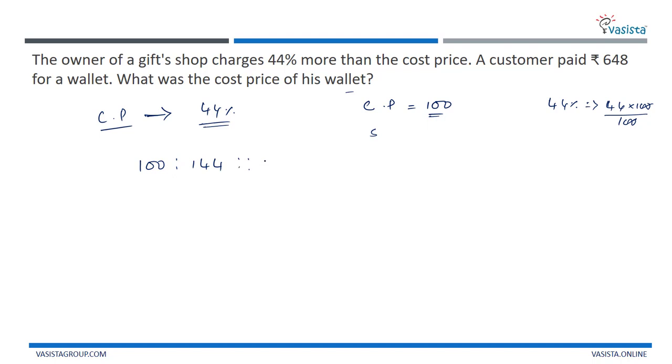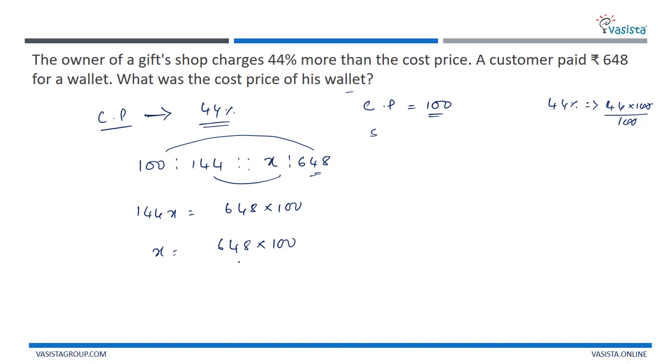So he paid 648 rupees for a wallet. We are supposed to find the cost price. So if the cost price is equal to x, then 648 is the selling price charged for the wallet. Now go with this ratio, right? What happens here? 144x is equal to 648 into 100. So x is equal to 648 into 100 divided by 144.